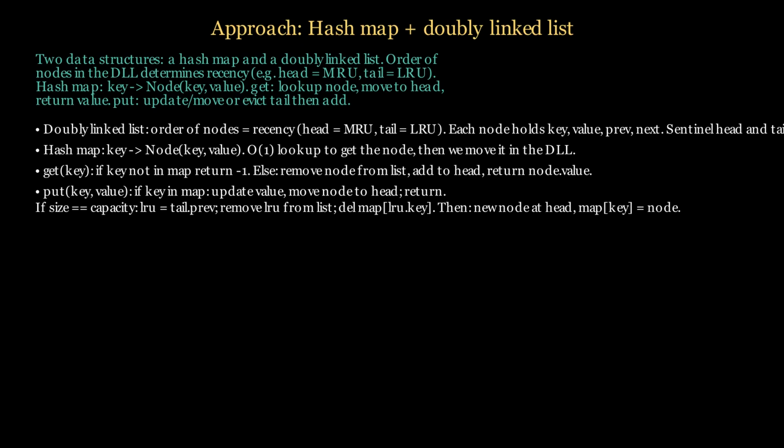and can then move it in the list. For get, if the key is not in the map return -1. Otherwise remove the node from its current position, add it to the head, and return its value. For put, if the key is in the map, update the value and move the node to the head, then return. If the cache is full, the least recently used is tail.previous, remove that node and delete its key from the map. Then create a new node, add it to the head, and put it in the map.